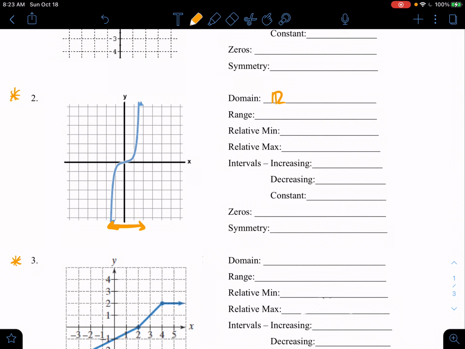As for our range, that one is a little bit easier to see. It does look like we're going to continue to keep hitting y values, or all possible y values. So we will see all real numbers for both of those two answers.